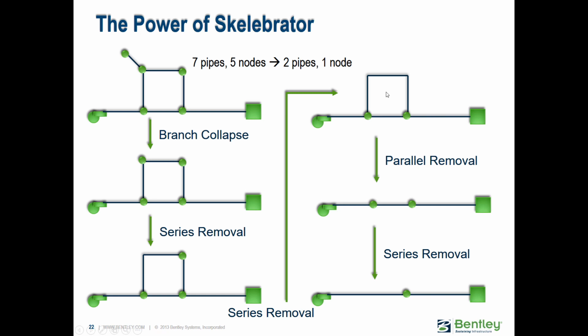Maybe you run a series pipe removal again, and that looks at this pipe in series and turns those into one. And then you run a parallel removal, and that takes these two parallel pipes and makes one equivalent parallel pipe. And then maybe you do a further series pipe removal, and then you end up with just two pipes with probably a demand in the middle. So you can see the process that you might follow. This is a simplified case, but this can be applied to full pipe models.